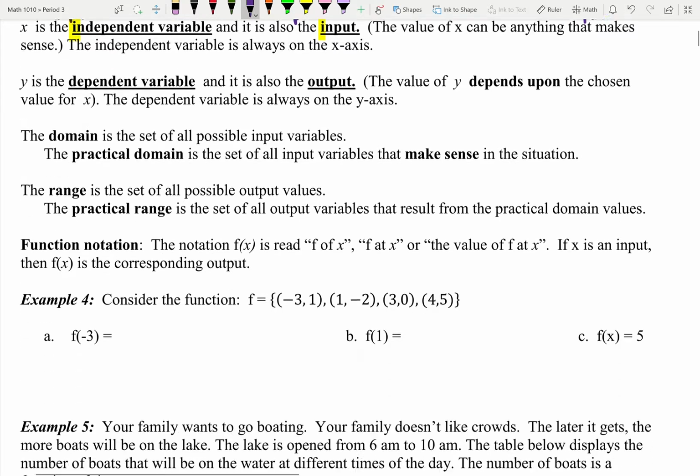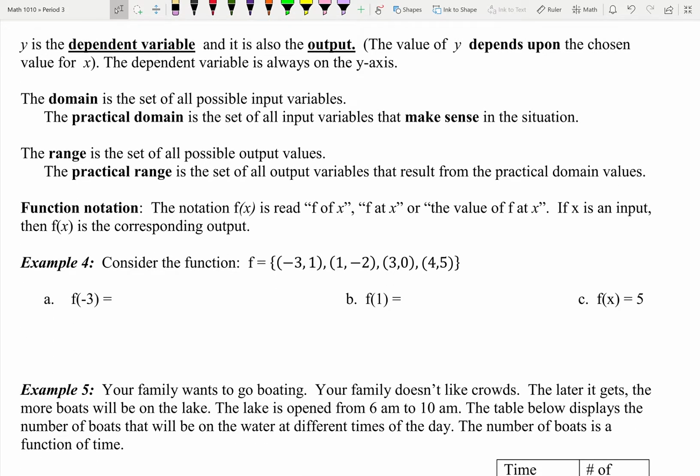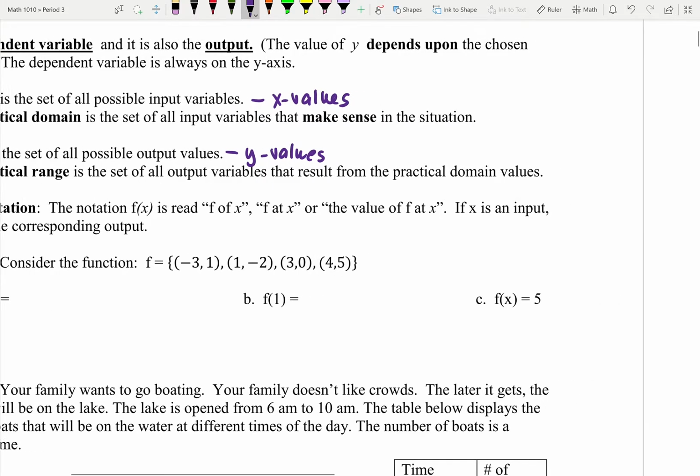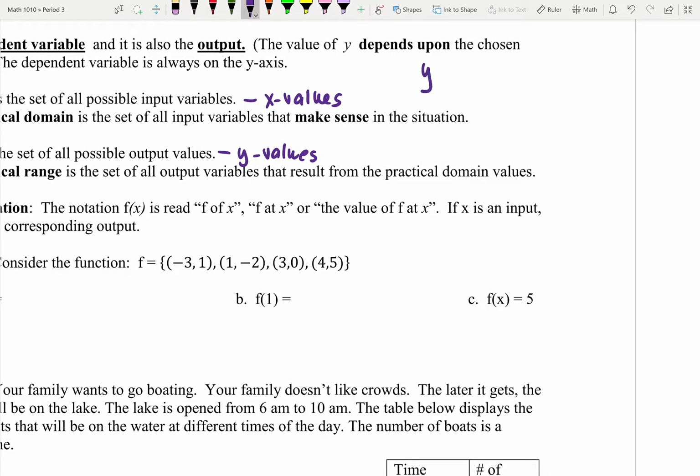Okay? The domain, we already talked about this. It's all of the x values. The range is all of the y values. What I'm about to say right here, people get so confused about this. They're so confused, okay? Listen. Write this down for me. y equals 10x plus 40.